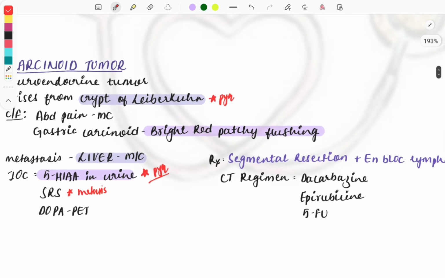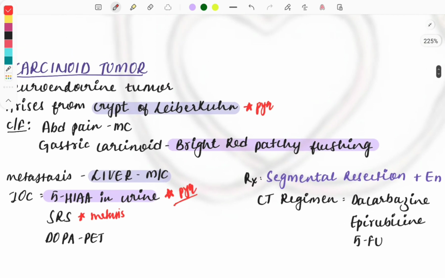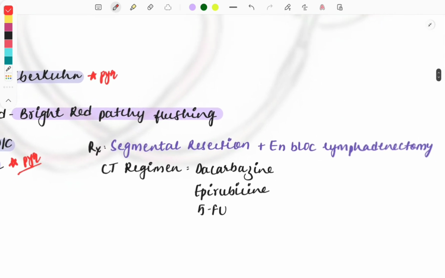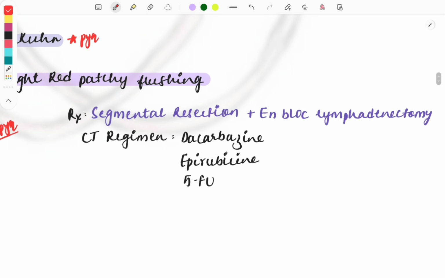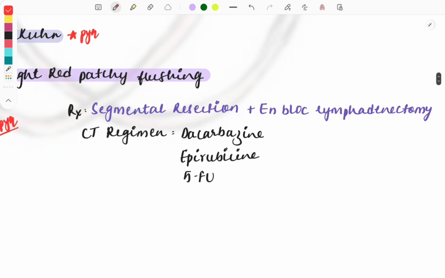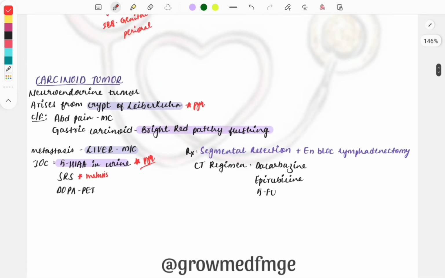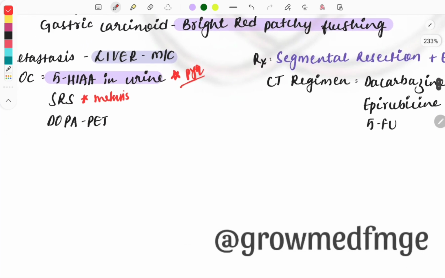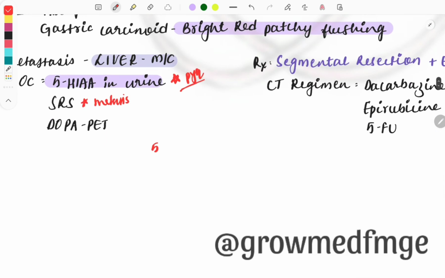So these are the investigations of choice for this carcinoid tumor. And if we speak about the treatment, then what we can do is segmental resection and also en bloc lymphadenectomy, and we can also give a chemotherapy regimen like dacarbazine, epirubicin, and 5-fluorouracil. And 5-HIAA is also the marker for this carcinoid tumor.